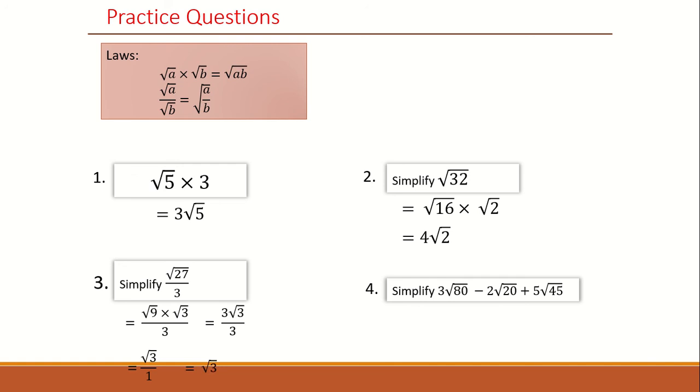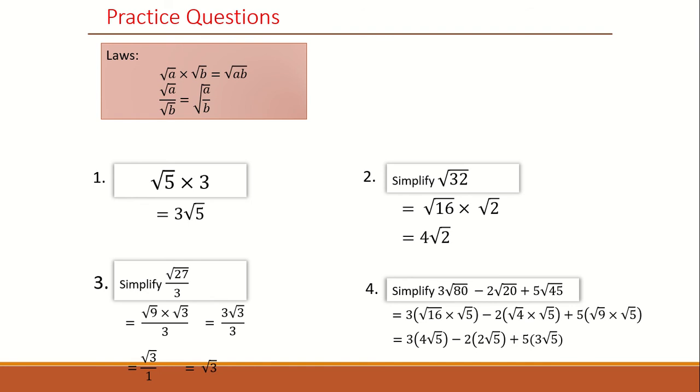For question 4, you find a surd which has the same root, if that makes sense. In this example, all of the surds have a factor of root 5. So you take a root 5 out and find the square numbers, which in this case root 80 is the same as 4 root 5, root 20 is the same as 2 root 5, and root 45 is the same as 3 root 5. Expand the brackets to give you 12 root 5 minus 4 root 5 plus 15 root 5, and simplify it to give you 23 root 5.